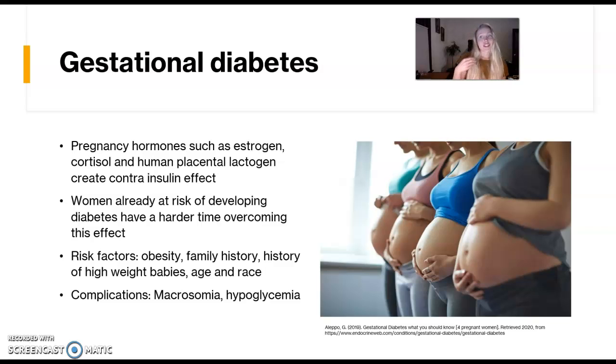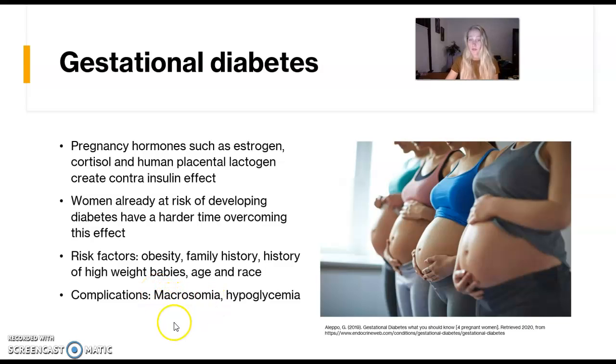What makes it gestational diabetes is when your body can't overcome that blocking effect. Your body will naturally produce more insulin, but if you're already pre-diabetic or you have a lot of the risk factors such as obesity or high-weight babies and a history of high-weight babies, then you're much more likely to develop full gestational diabetes. Some of the complications of gestational diabetes are macrosomia and hypoglycemia.